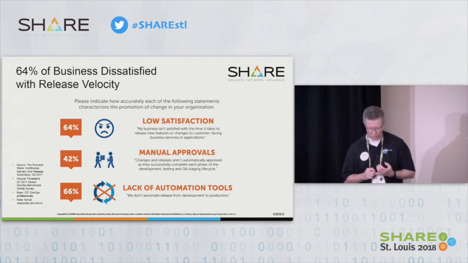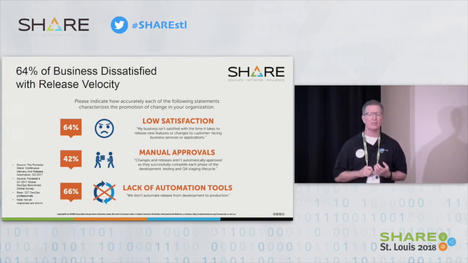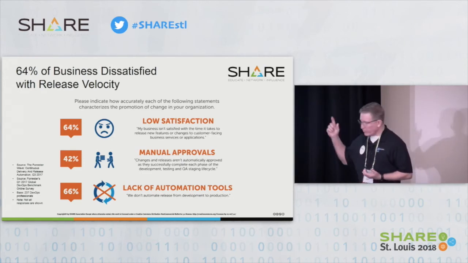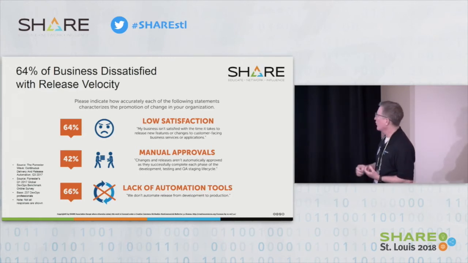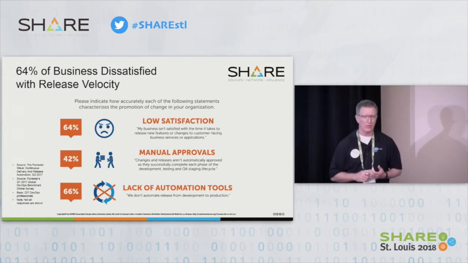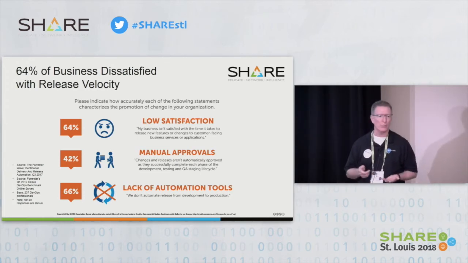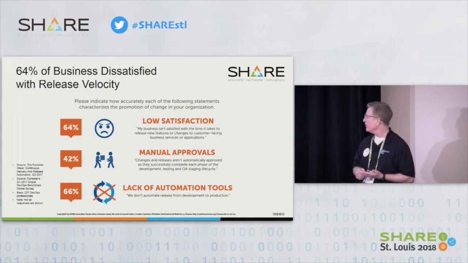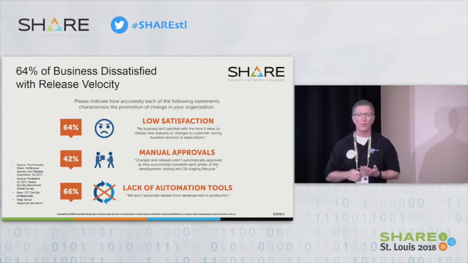64% of businesses were incredibly dissatisfied with release velocity. So 64% of all the people surveyed. Now 42% were dissatisfied with manual approvals during releases. Now I don't know, that number seemed kind of low to me. I don't know what the other 58% of the people are thinking. Maybe they just don't know that there's other ways.